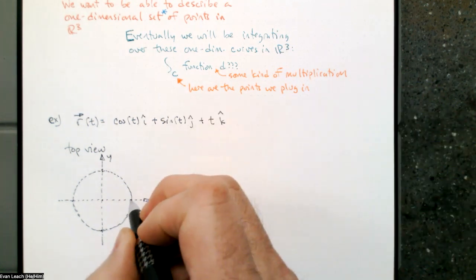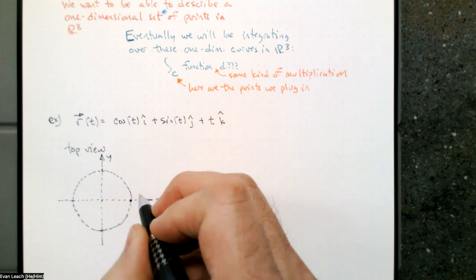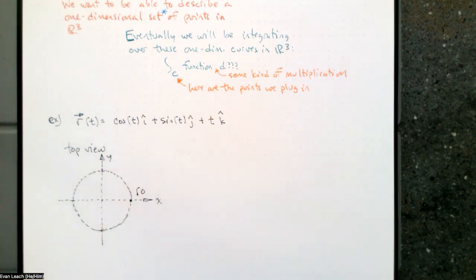But we're going to start at this point. Now, if we're thinking in 3 dimensions, this point is going to be 1. Spelled 1 wrong.